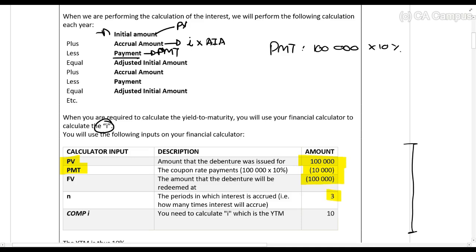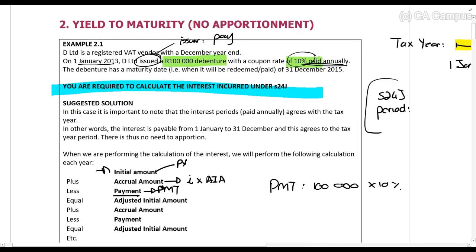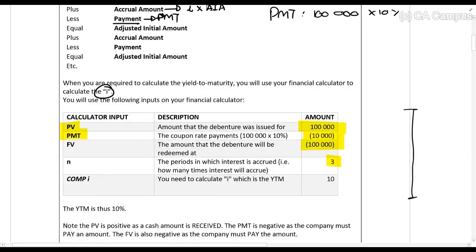The period is 3, N is 3 because I told you it was issued in 2013 and ends in 2015. So 2013 is year 1, 2014 is year 2, 2015 is year 3. Right. And then we say calculate I, comp I, and it gives us 10% as well. So in this case, our yield to maturity is also 10%, the same as the coupon rate.